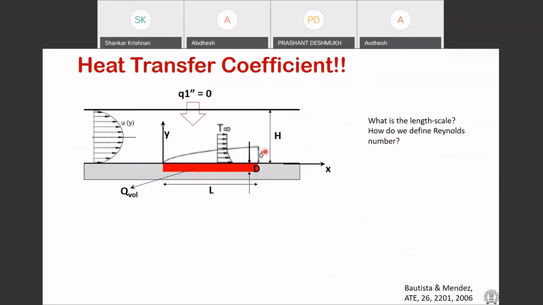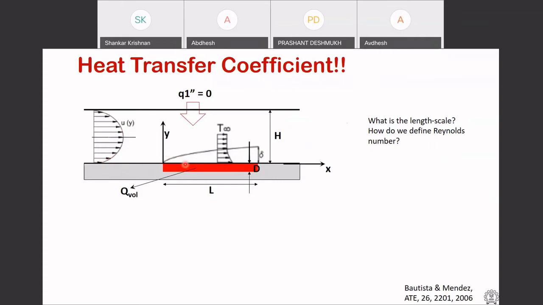So what happens if my entire length is not a heat source, but I have a heat source only for a shorter length of L? There is some sort of an unheated starting length, and then there is heating happening. So your velocity may have reached a fully developed flow regime before it enters the heat source. However, the thermal boundary layer just starts here.